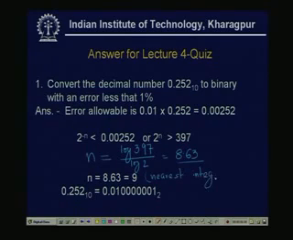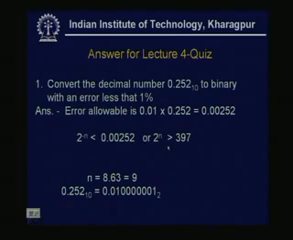So, when we convert 0.252 to binary, if we take the number of bits after the decimal point as n equal to 9, then the error will be less than 1%. So 0.252 in decimal is equal to 0.010000001 in binary, that means 9 bits after the decimal point. Now, we see the next question.